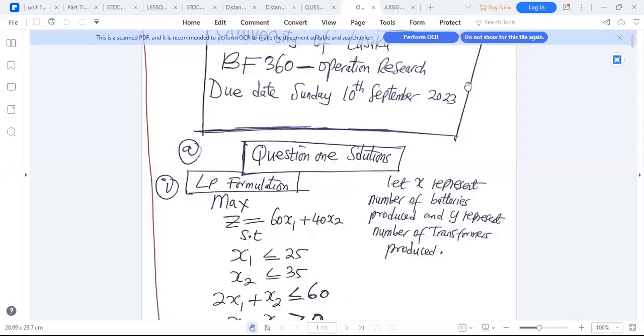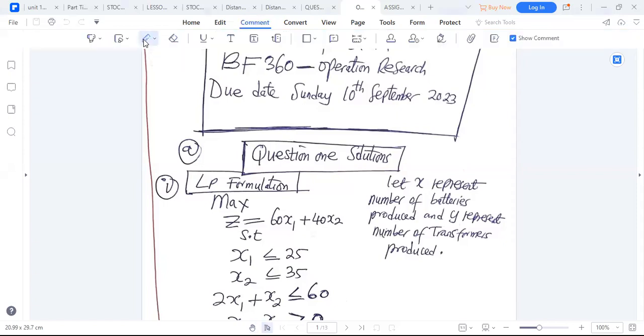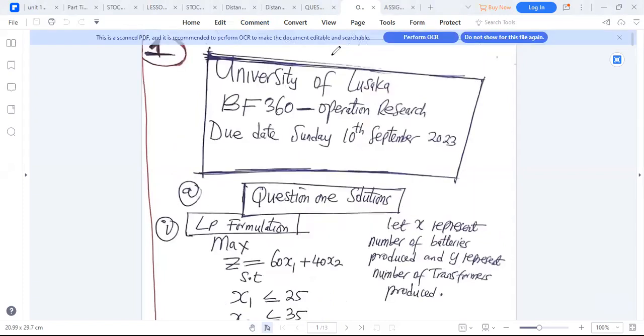Okay, good afternoon. We are looking at operation research, and this course has a number of topics, and there are only 6 topics that are involved in operation research, which is called OR.